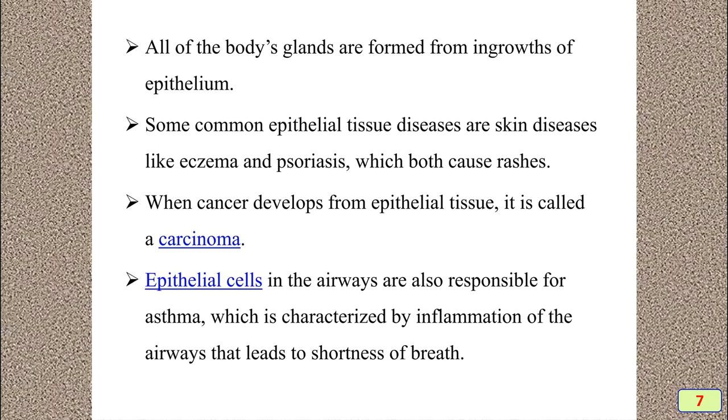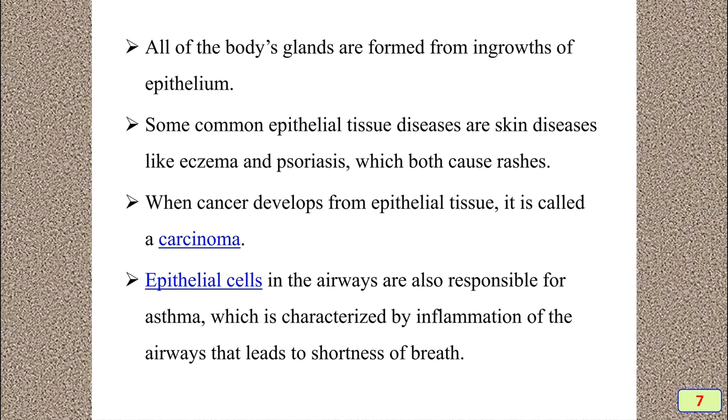All body glands are formed from ingrowths of the epithelium. Most of the body organs originate from the epithelial tissues. Whenever certain diseases occur, these epithelial tissues are affected, just like foot and mouth disease. It's an epitheliotropic virus. Lumpy skin disease is also an epitheliotropic virus which affects the skin and forms nodules, whereas in foot and mouth disease, the foot and mouth epithelial tissues are involved.